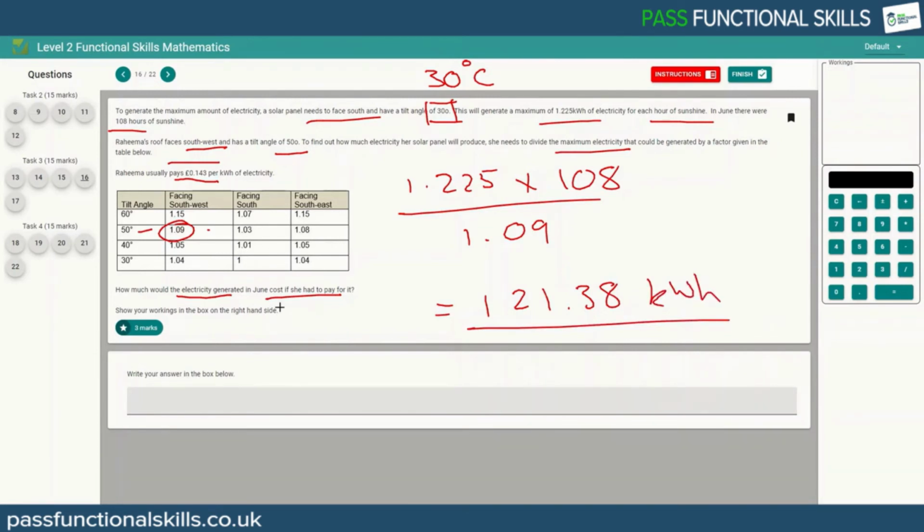Now, the question wasn't asking how much electricity would be produced, but rather how much the electricity would cost if she had to pay for it. So what we want to do is find out how much this amount of electricity would cost at a standard rate given here. So all we have to do is multiply 121.38 kilowatt hours times the standard rate at 0.143, and typing that into a calculator, it turns out that amount of electricity would cost Rahima £17.36.